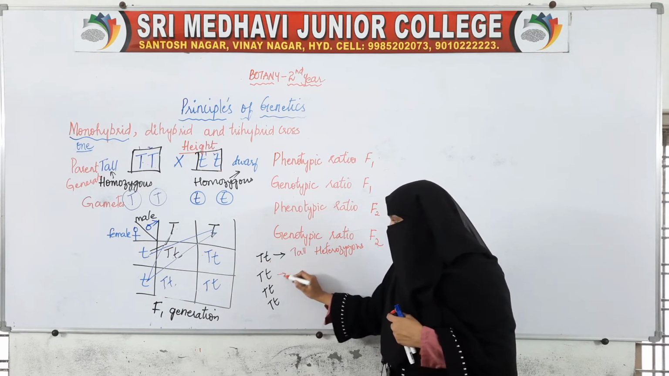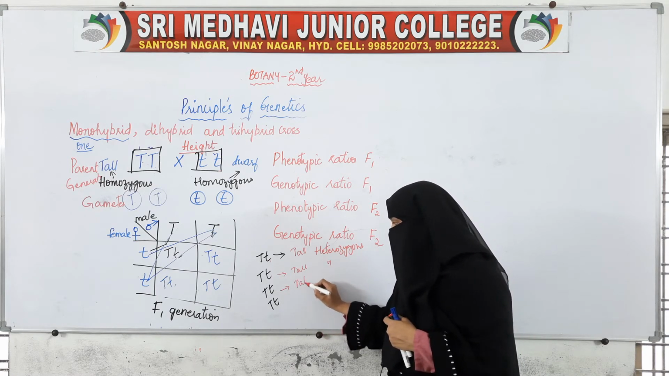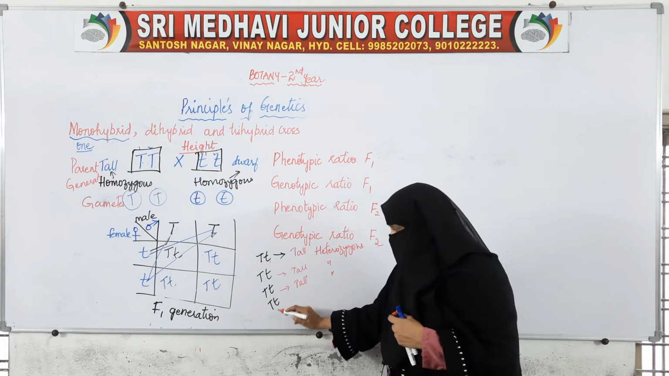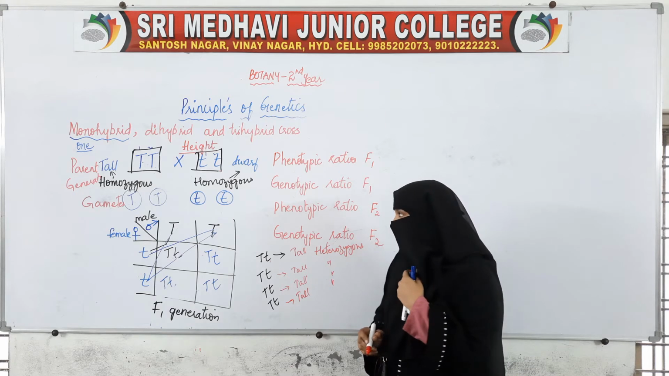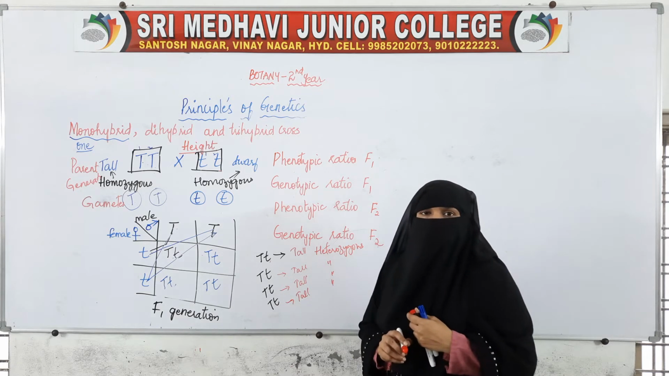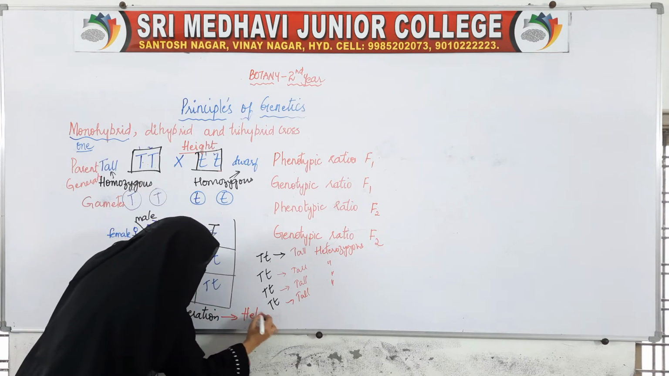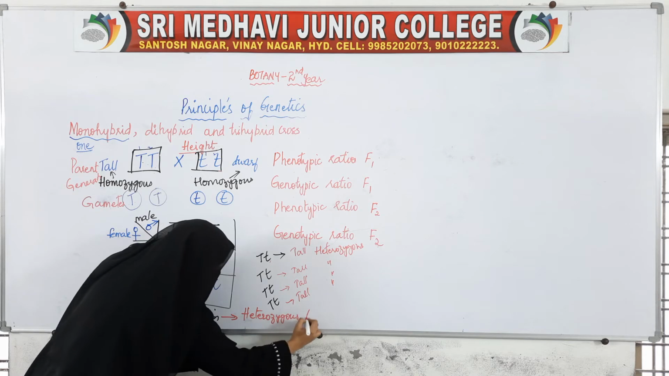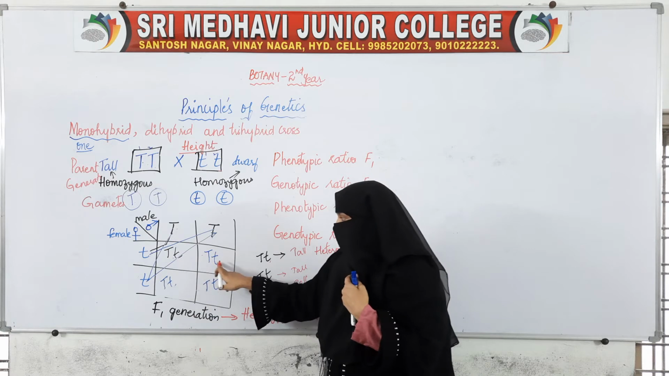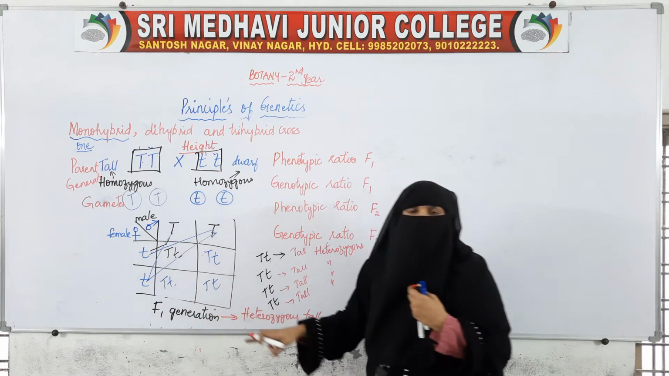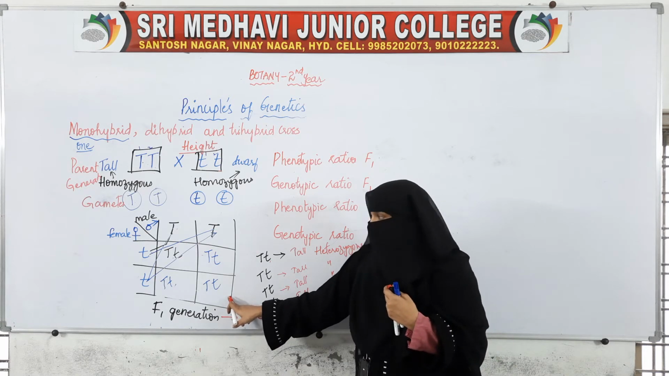This will also be tall only, and this will also be heterozygous. This is also tall because it has capital T, so it is also heterozygous. This is also tall and it is also heterozygous. So in the F1 generation, all the offsprings, whether this or this or this or this, are heterozygous tall. All of them are heterozygous tall.